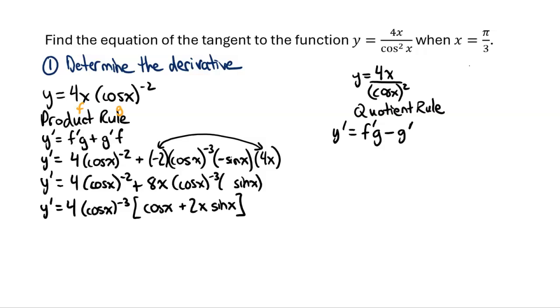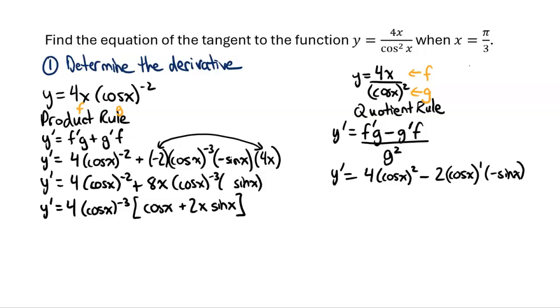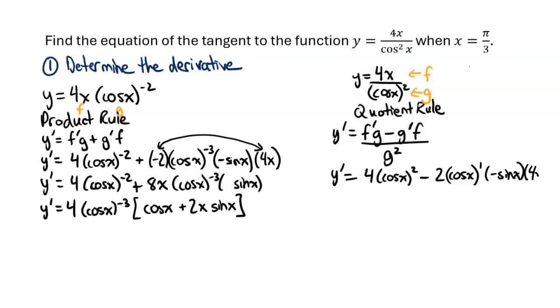The quotient rule says that the derivative is equal to f prime g minus g prime f divided by g squared, where f is the numerator and g is the denominator. The derivative of 4x is just 4. Then we multiply that by g, which is cos x all squared. Then we subtract g prime, or the derivative of g, which is 2 times cos x to a power of 1 less, which is 1. And the derivative of cos x by the chain rule is negative sine x. Then we multiply that by f, which is 4x. Then we divide that by the denominator squared, g squared. So cos x squared all squared.